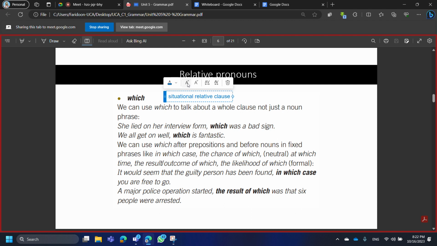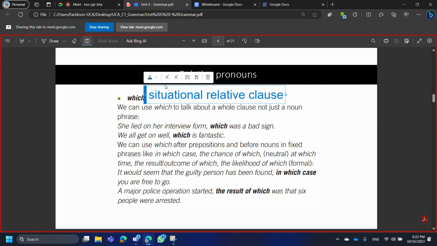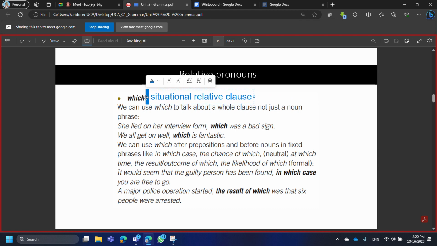Next to defining and non-defining, some places also have something called a situational relative clause. This situational relative clause is a usage of which where it doesn't talk about just one noun, as we mentioned all the other ones do. This one talks about a whole clause.